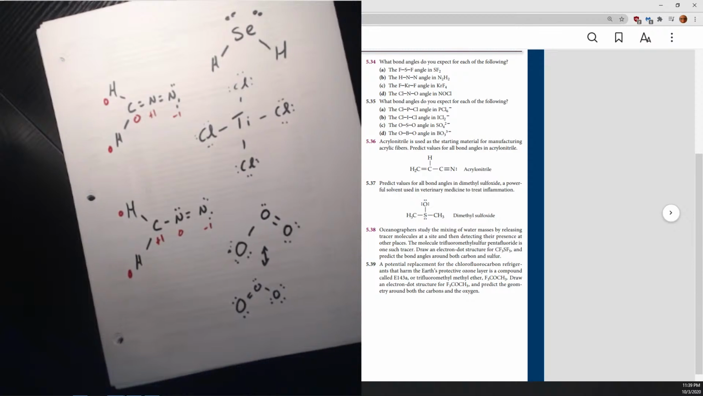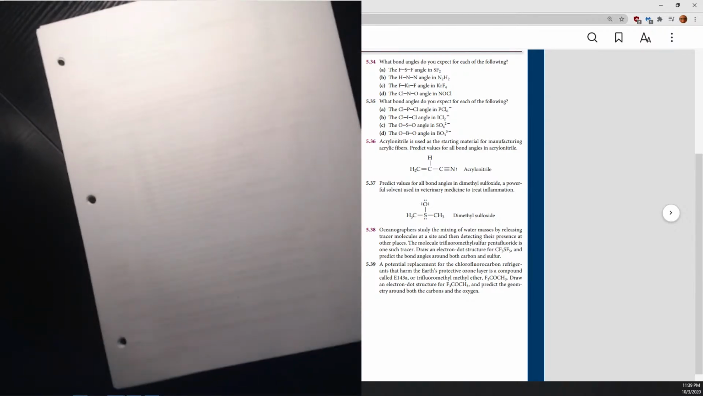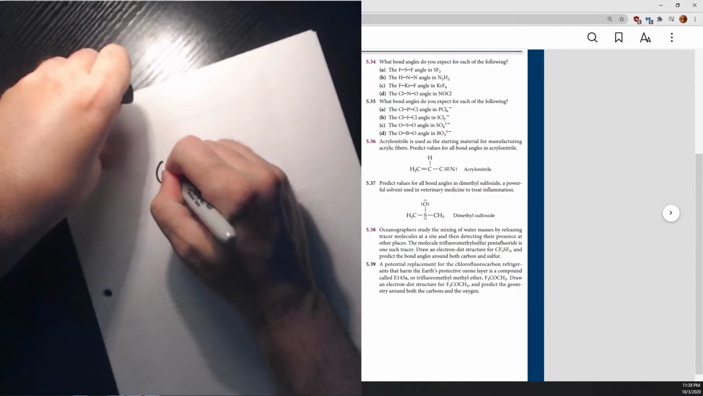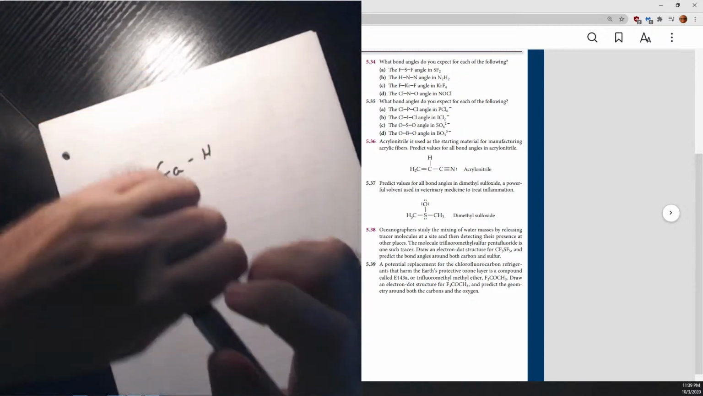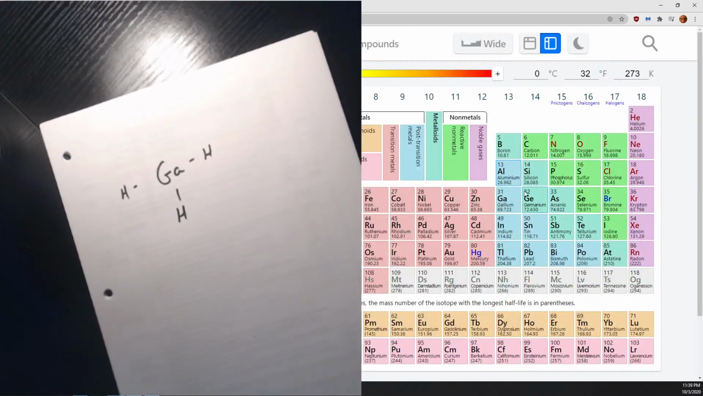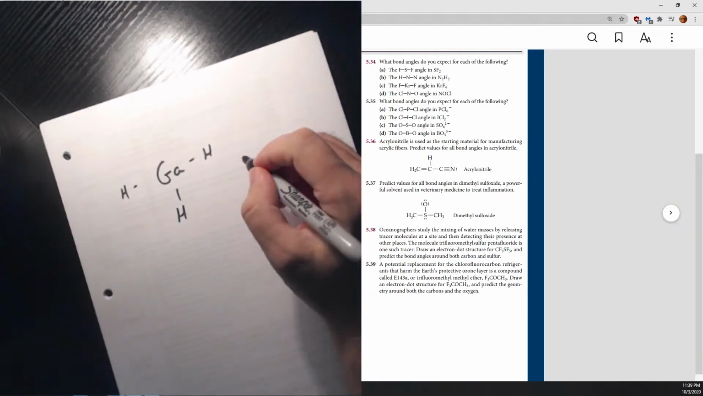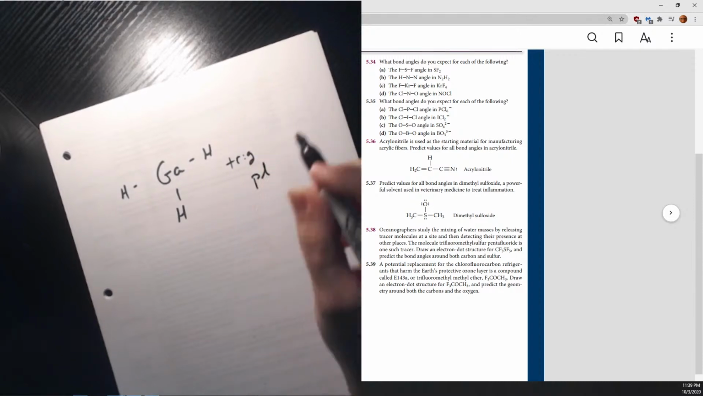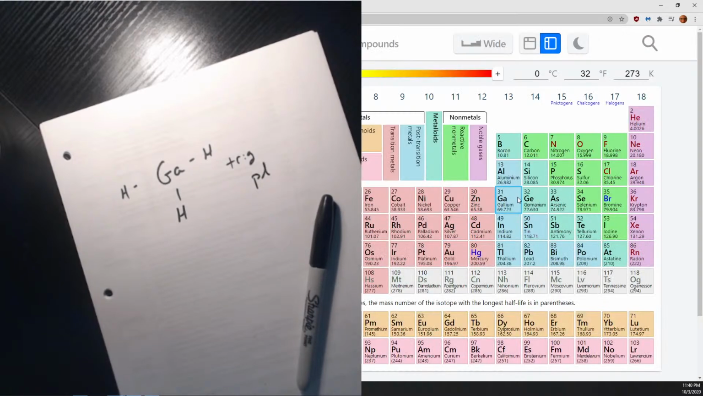Okay, was that the last one? 28? Nope, we also have gallium trihydride, or gallium. Gallium? I don't know. GaH3. Gallium should be giving us 3 electrons. So this, I think, would be trig planar. I would expect it to behave similarly to boron in this case. It is in the same group as boron.